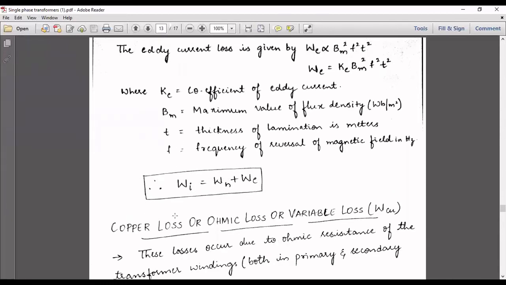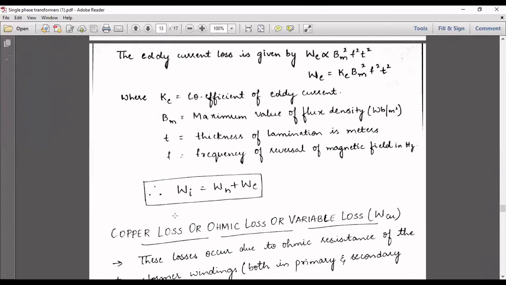Therefore, the iron loss is given by the sum of hysteresis loss plus eddy current losses. The material taken to make the core always remains the same. Once the material is fixed, the core losses also will be fixed. It does not change. Therefore, these core losses or iron losses are also known as the constant losses.